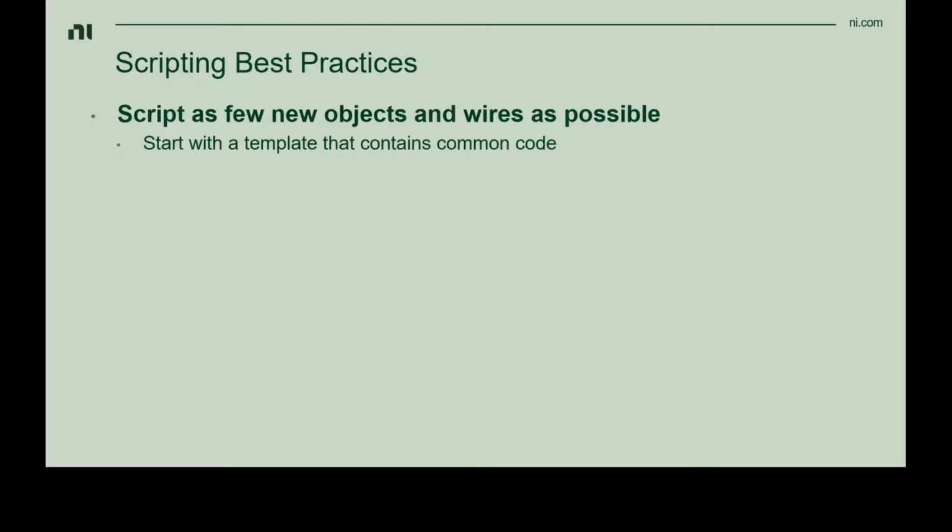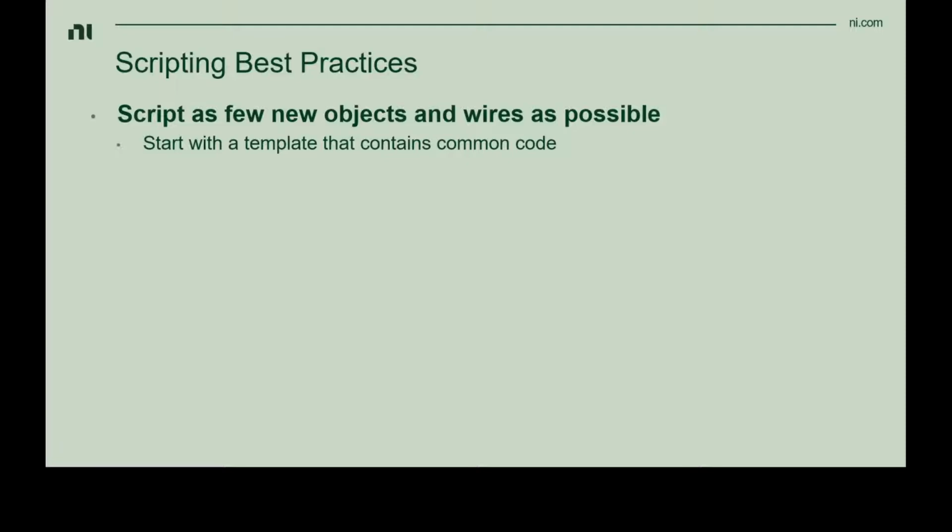So, best practices for scripting. First of all, if you are generating code, so in my example earlier, I was kind of tweaking diagrams. I wasn't really making new objects. I was changing the settings on existing objects. But if you are using scripting to create new diagram content, you are going to want to create as few new objects and especially as few new wires as possible, because the scripting code to generate objects, it's a lot of work, basically.